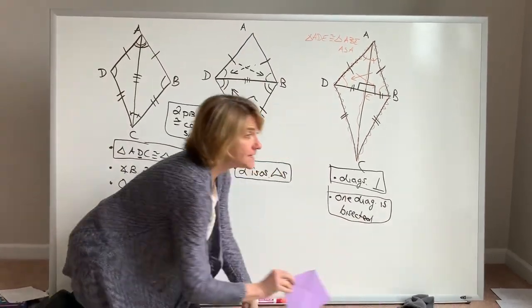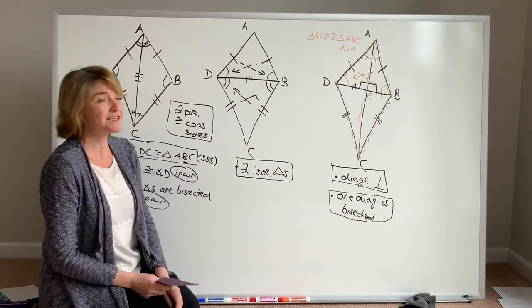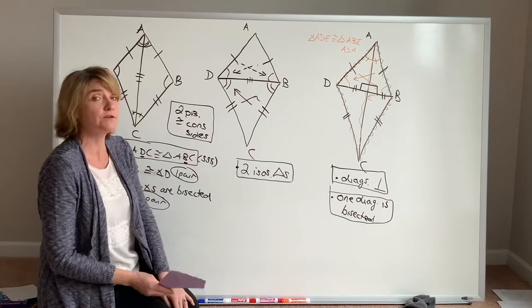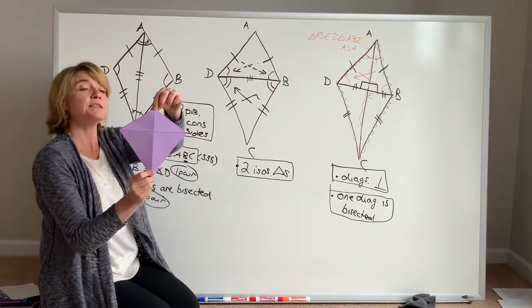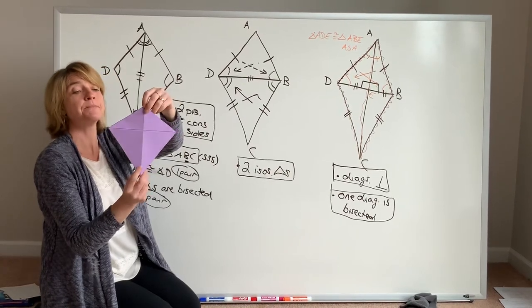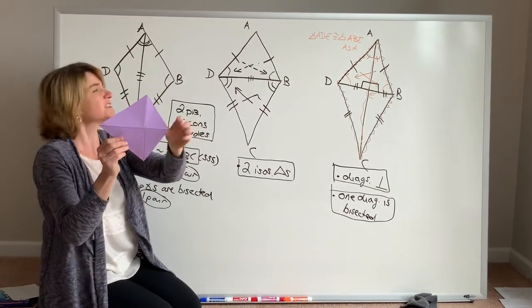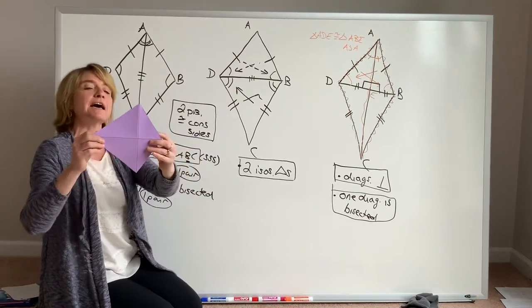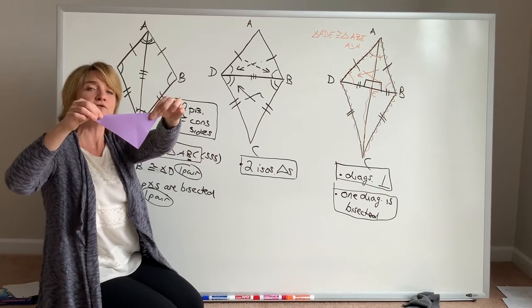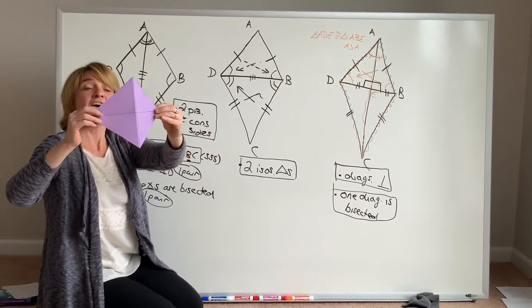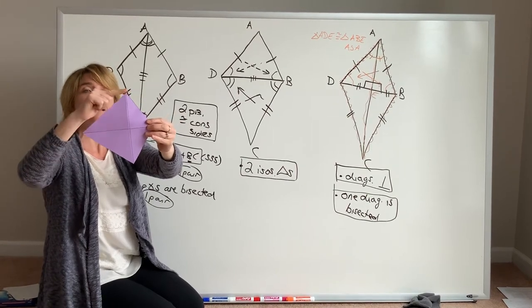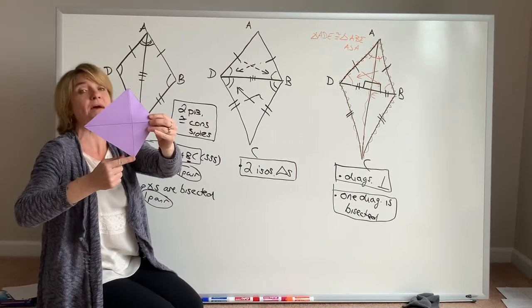Now, to me, the easiest way to remember all of these properties, especially since it says one diagonal is bisected and one pair of opposite angles is congruent, is if you imagine that you have the kite in your hand and you picture how things match up when you fold them. So I'll hold it this way so it doesn't look exactly the same as that one. I can see that when I fold it across this diagonal, these two triangles match up exactly.